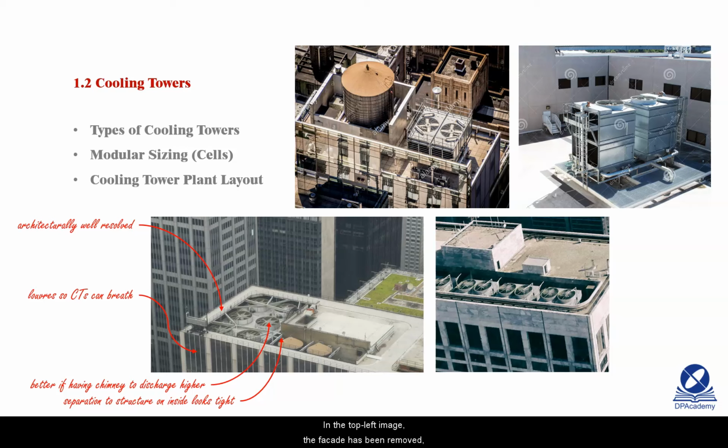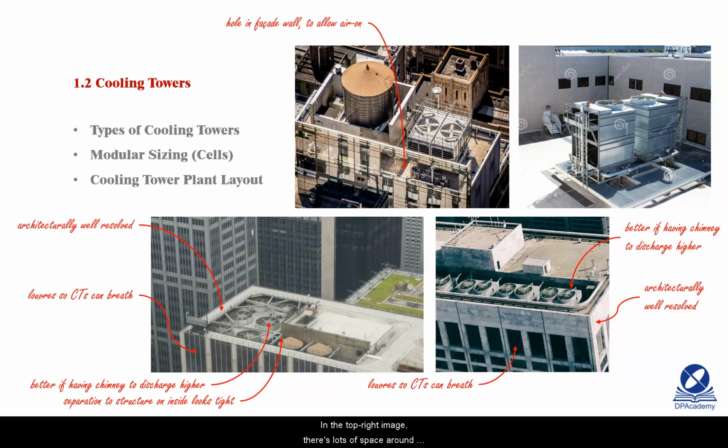Also, it looks like the adjacent structure is close to the cooling tower intakes and is also higher than the cooling tower discharge. In the bottom right image, there are similar design issues. Again, it's best if the cooling tower discharge was higher. In the top left image, the facade has been removed as the air to the cooling tower has been impeded. This is not uncommon, and it is often done because the cooling tower is not performing as it needs to.